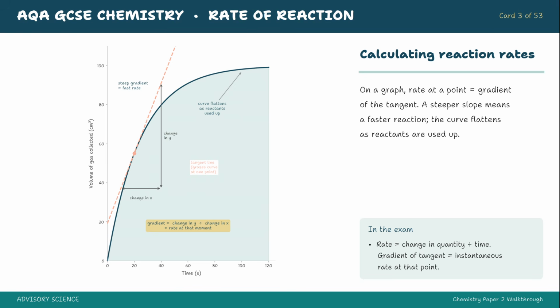In the exam, if they give you a curve on a graph, always draw a clear straight tangent line against the curve and calculate its gradient, which is change in y divided by change in x. Remember to show your working and state your units, which are usually centimeters cubed per second for gases or grams per second for mass. Remember, rate is just speed. A steeper slope means a faster reaction.